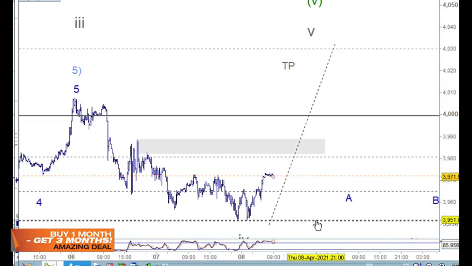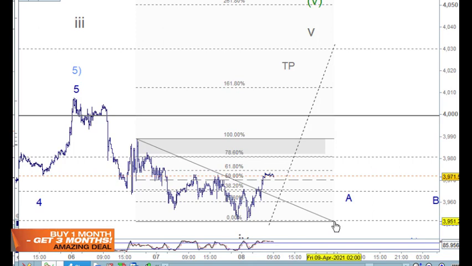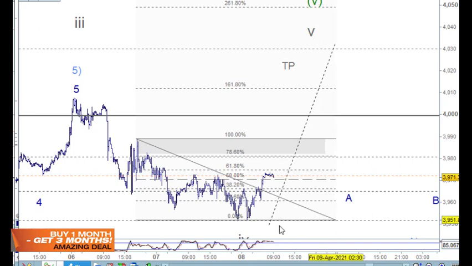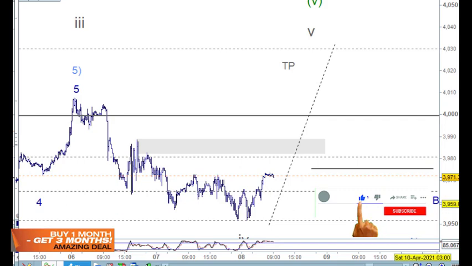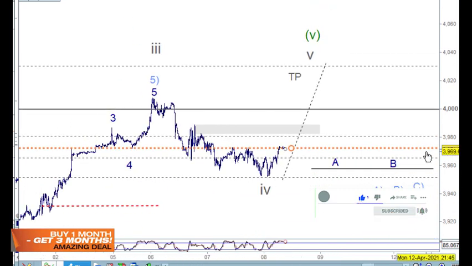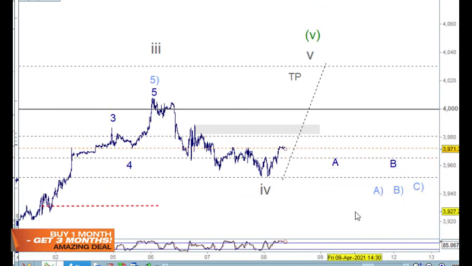Let me just check on another possibility here of a wave 4 rally. Well, if it was a wave 4 rally from that point, then it's moved too far. Just sort of thinking.